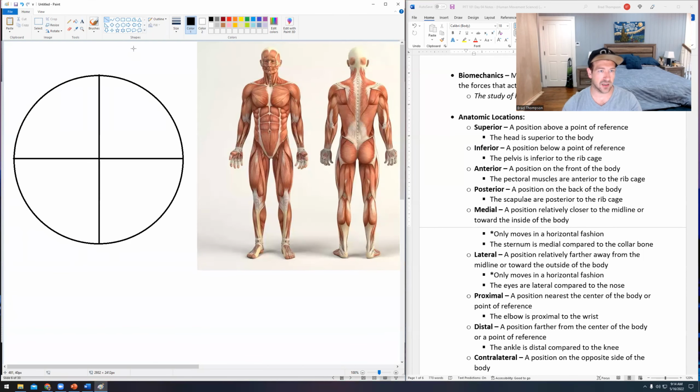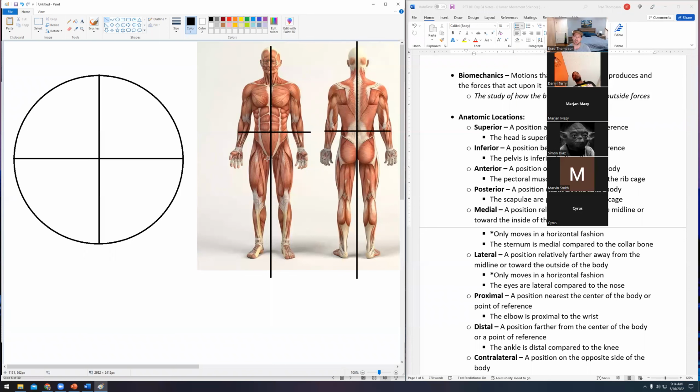So superior, and actually that reminds me, you know what, I don't need, well, actually, yes, I do. Let me put a little line through this guy here real quick. He's not perfectly symmetrical. All right, and then another line here. And we'll put another one right here. Okay, so first two we're going to look at are superior and inferior.